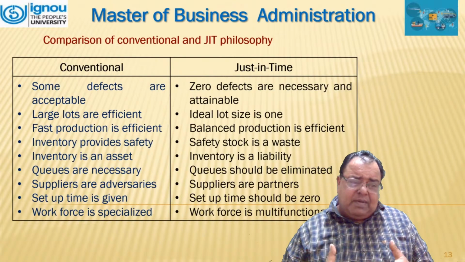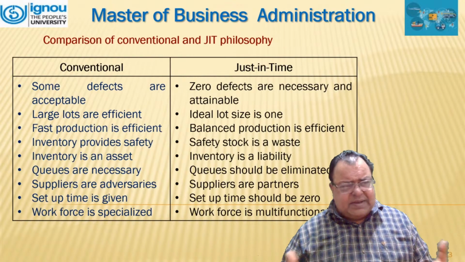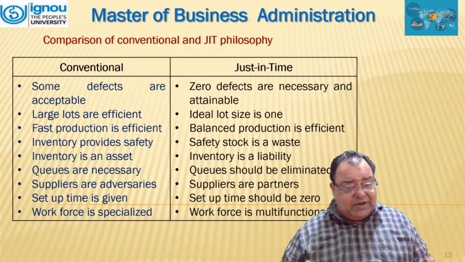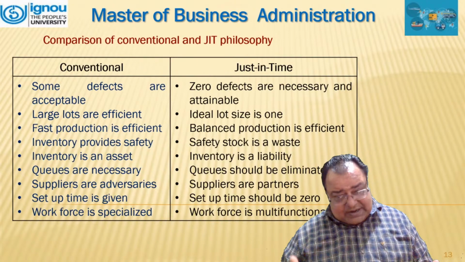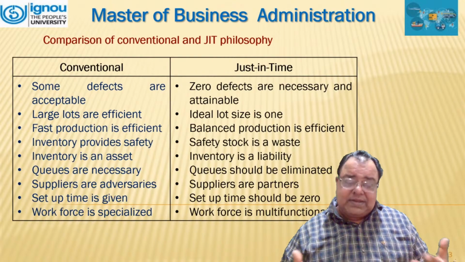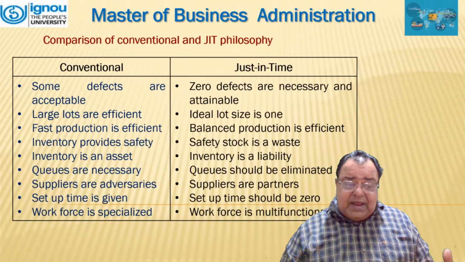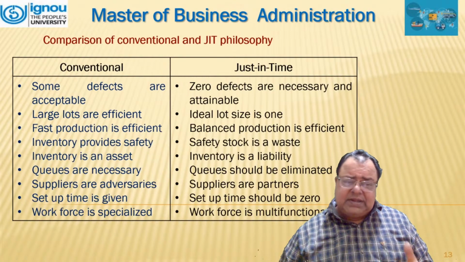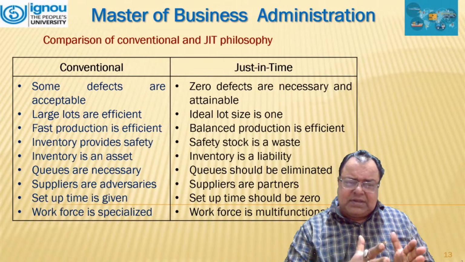If we talk about the conventional system, some defects are acceptable, large lots are efficient, fast production is efficient, inventory provides safety, inventory is an asset, queues are necessary, suppliers are adversaries, setup time is a given, and the workforce is specialized. This is what we do in the conventional system.